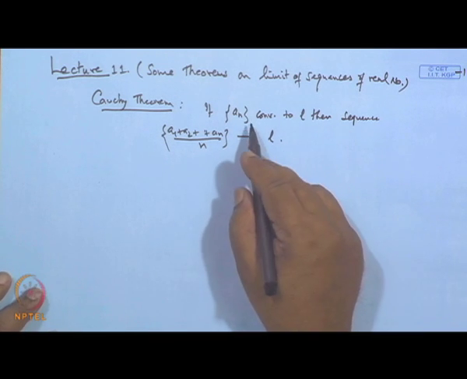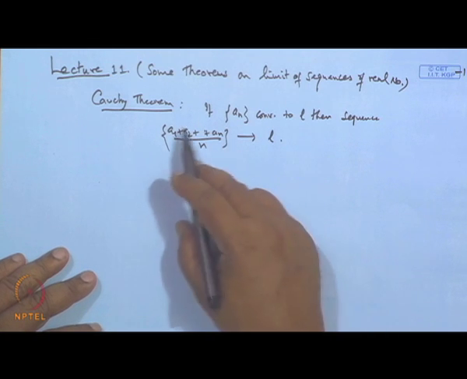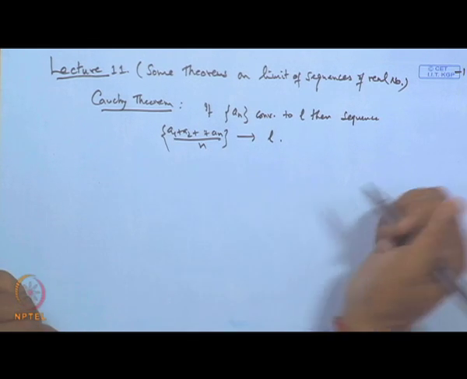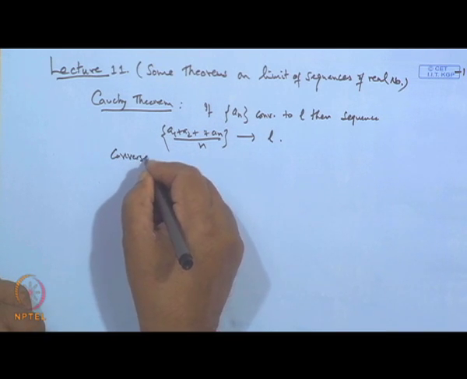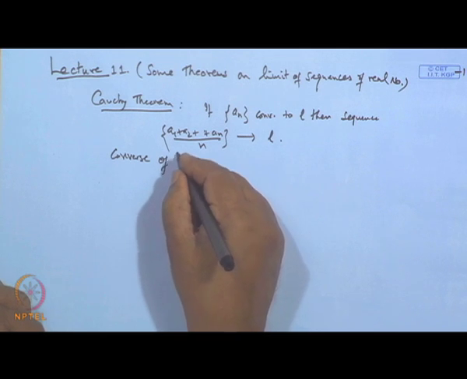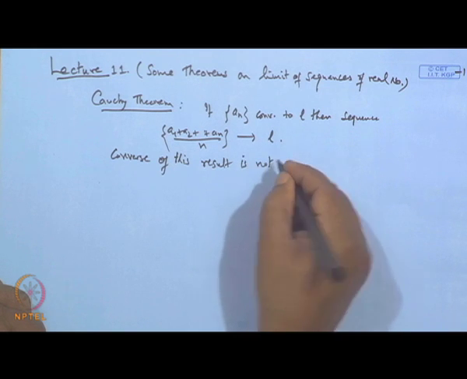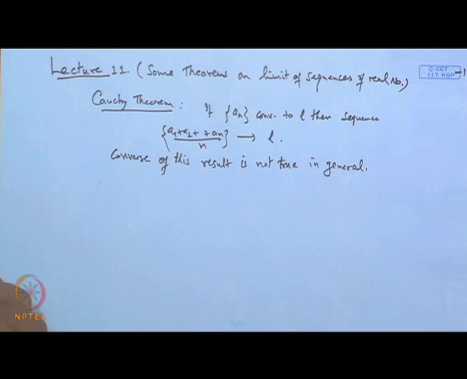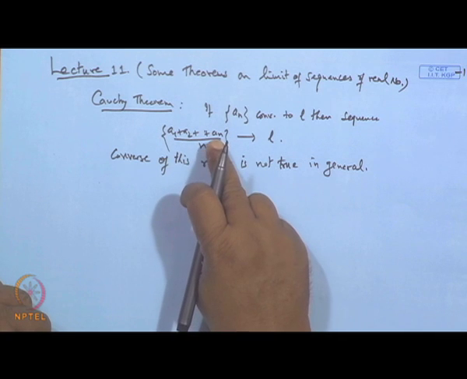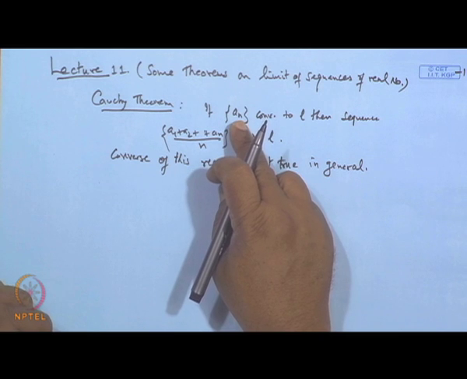That is, a sequence converging to L implies the convergence of the sequence of their arithmetic means. The converse of this result is not true in general. That is, for a sequence a_n, the mean (a_1 + a_2 + ... + a_n)/n may go to L, but the sequence a_n may not go to L.